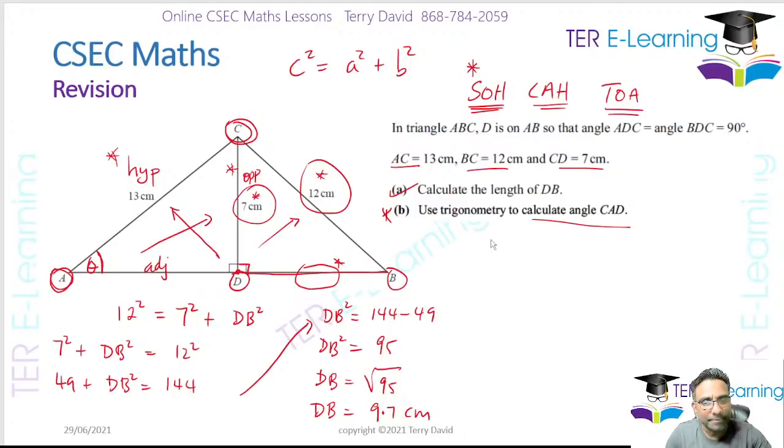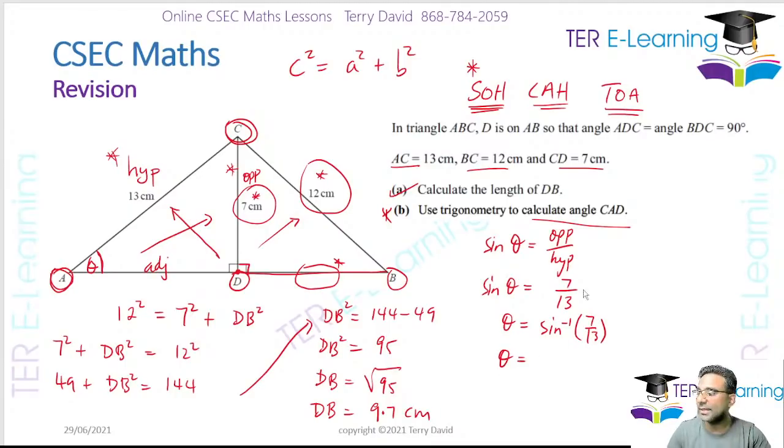So I can say sine. The first thing you do is write down the formula. Sine is opposite over hypotenuse. So therefore sine theta is equal to opposite, which is 7, so 7 over 13. So therefore theta is equal to arc sine 7 over 13. Let me show you how to do this in the calculator.